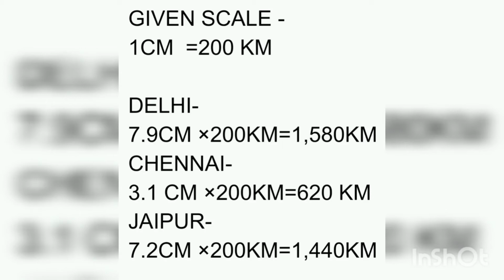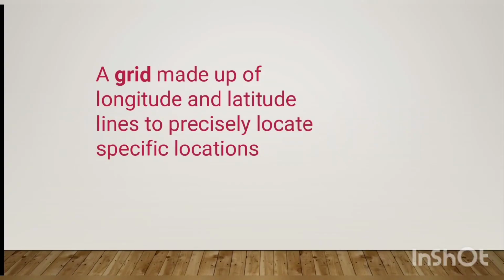Jaipur, it is 7.2 centimeters into 200 kilometers, 1440, but actually it is 1444.2. Now we are into the last element, that is the grid.